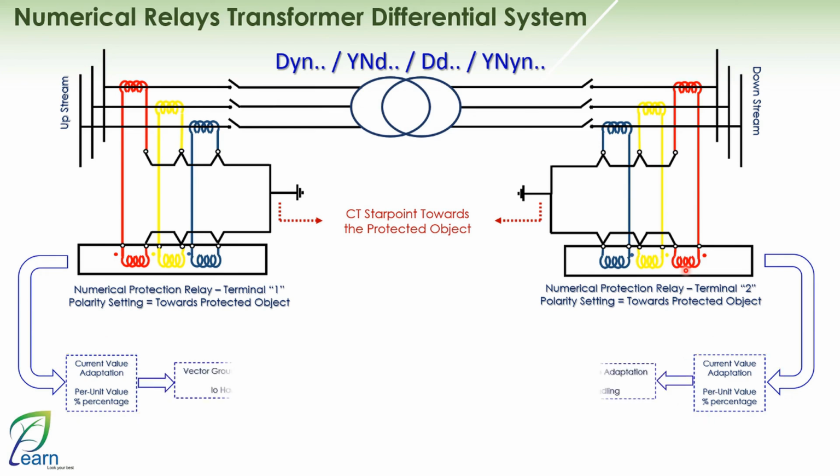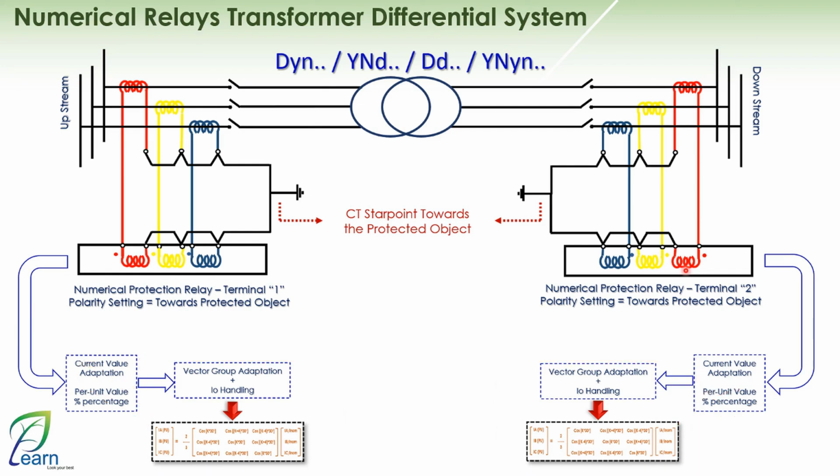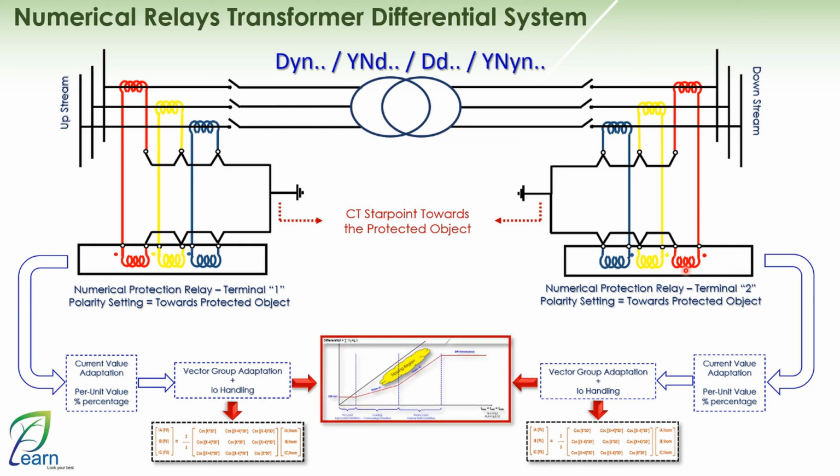Then the relay performs something called vector group adaptation and I0 handling, and this is done through what is called the compensation matrix. The compensation matrix is a 3x3 matrix and depends on the vector group number of the transformer. Finally, the values obtained from both sides of the transformer are taken and applied to the transformer differential characteristics, regardless of their form, which varies from one protection relay to another. Of course, we will discuss each of these aspects in detail in the upcoming lectures.